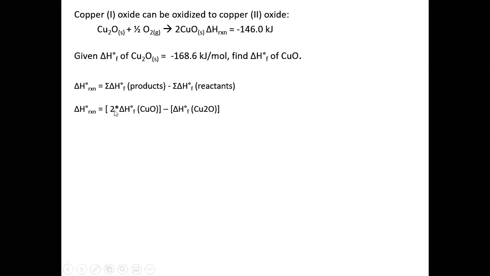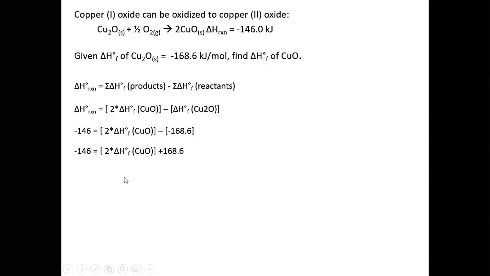And so what we're going to do is 2 times the delta H of reaction equals 2 times the heat of formation of copper 2 oxide minus the heat of formation of copper 1 oxide. Well, copper 1 oxide we have, and we have the heat of reaction, so we can solve for the heat of formation of copper 2 oxide. So again, one of the most common mistakes that I've seen made in these types of problems is remember a negative and a negative make a positive. So this minus negative 168.6 becomes a positive or plus 168.6.